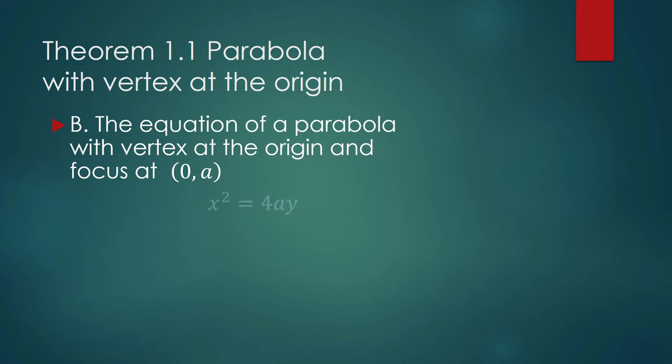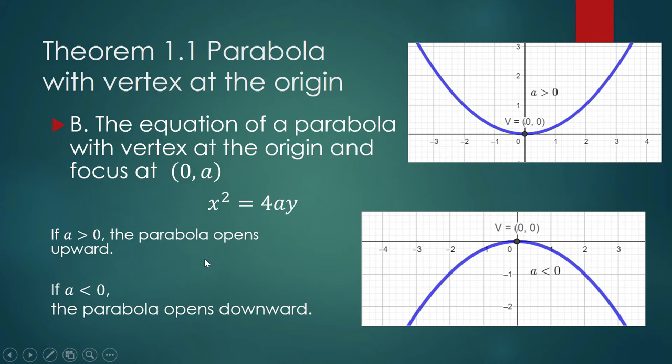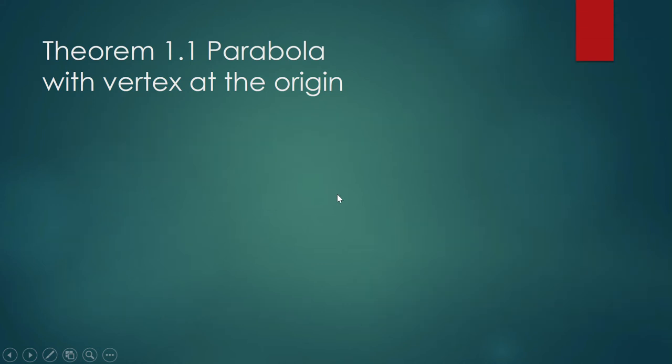Parabola with vertex at the origin. If your vertex is at the origin, and your focus has coordinates (0, a), so this is the y coordinate, then the focus is located either above or below your vertex. In which case, that means your axis is vertical. If a is greater than 0, your focus is above the vertex, and your parabola opens up. If a is less than 0, that means your focus is below the vertex, which means your parabola opens down.